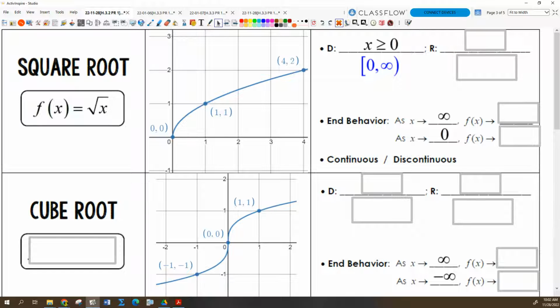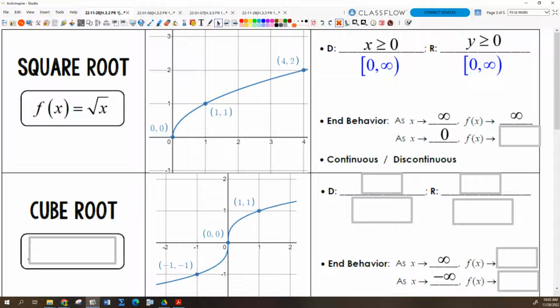Okay, what's the range going to be this time? Dayton, what do you think? 0 to infinity. There you go. 0 to infinity. And again, I need a bracket there, don't I? Because it does include the y value 0. Good. End behavior. As x approaches infinity, everybody, what does f of x approach? Infinity, right? As we go to the right forever, we're going up forever.